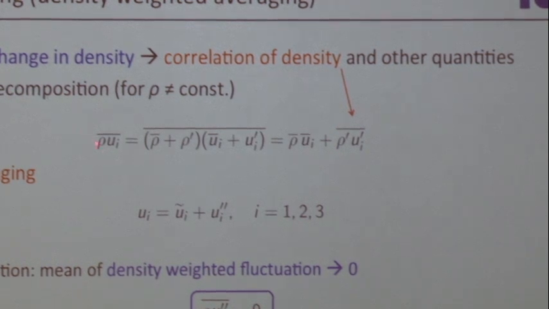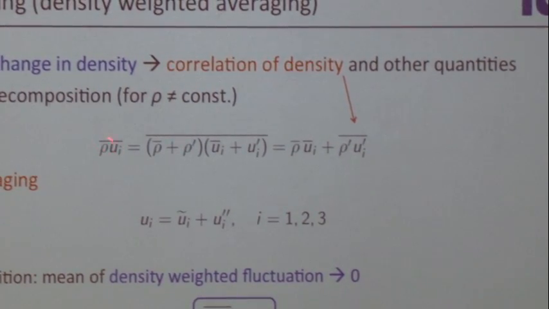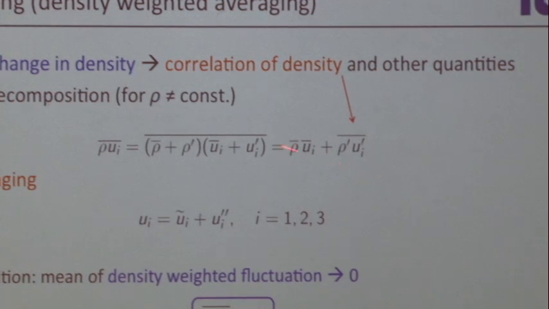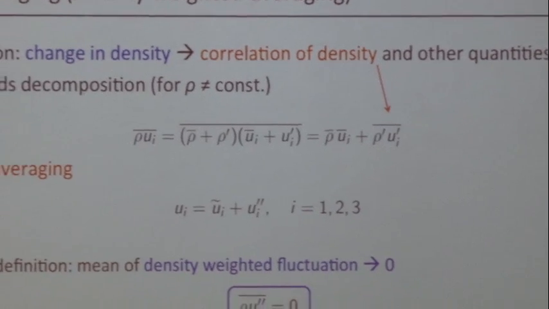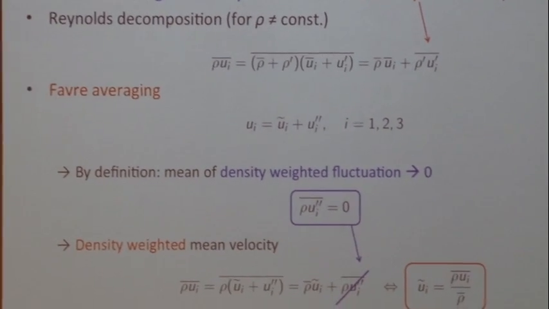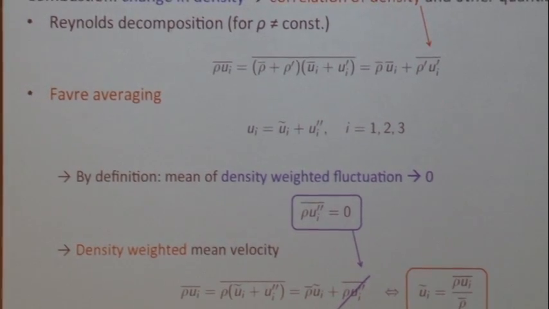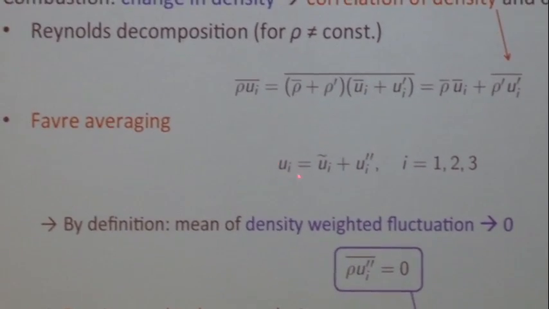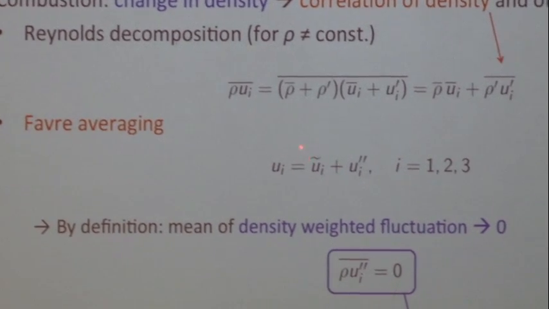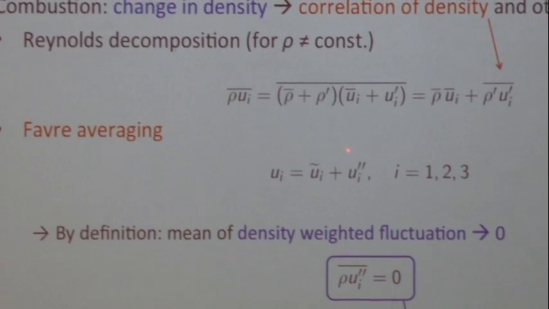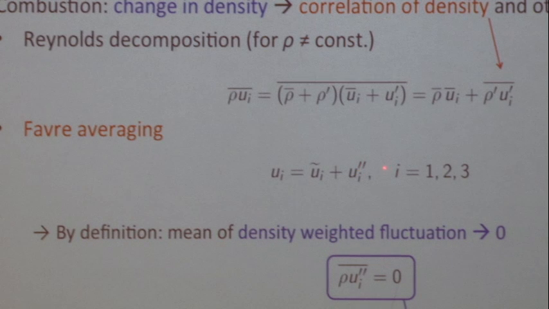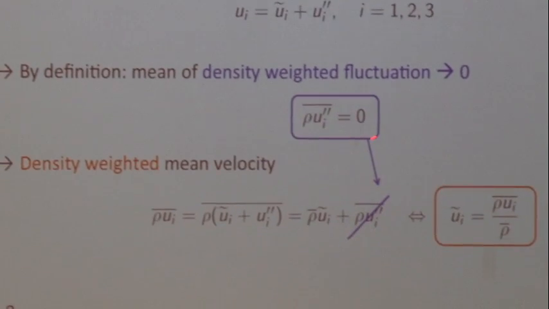Now, if you take an average of rho u, you always get 2 terms. That's messy. So there's a different averaging technique called the Favre averaging. The Favre averaging is defined in a way that you don't get this term. We write the mean with a tilde, and then the fluctuation with a double prime. It's defined so that rho times u double prime, mean, is 0.